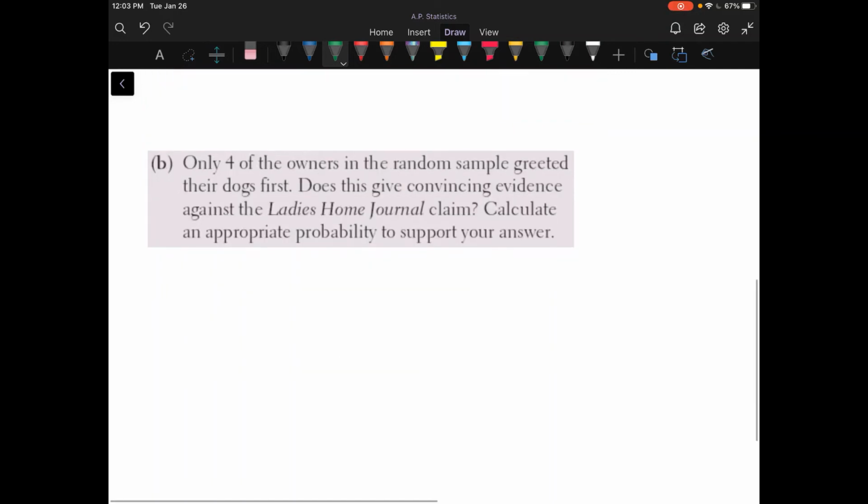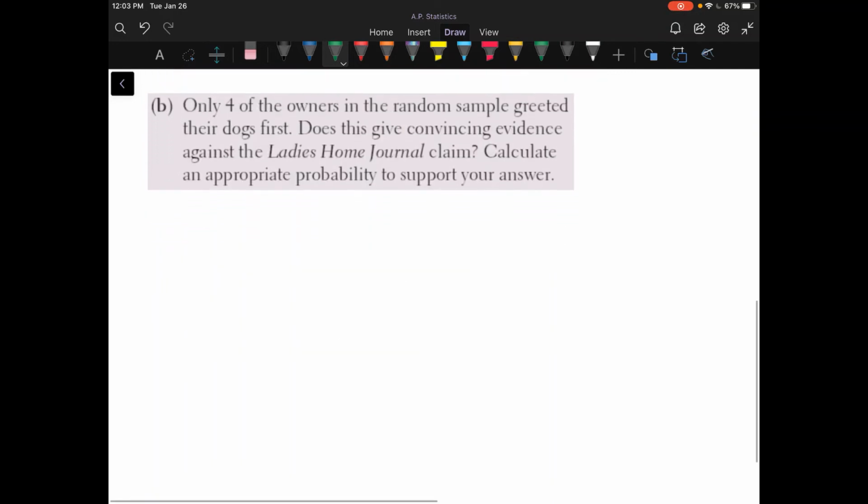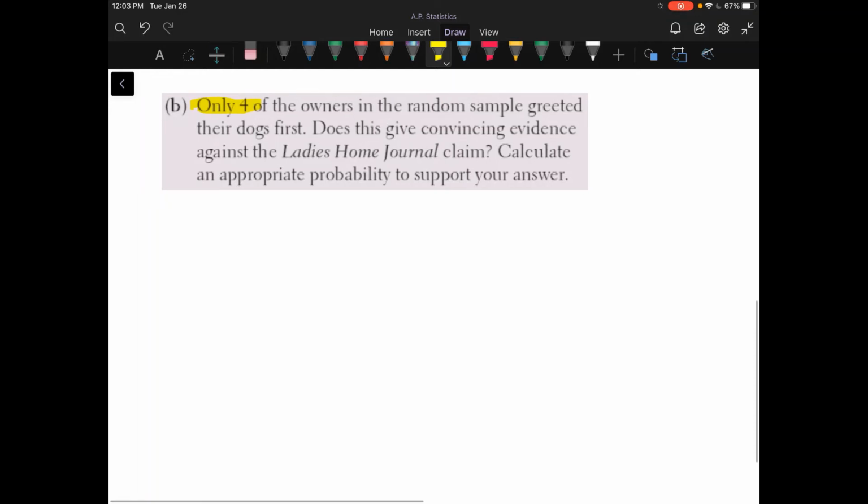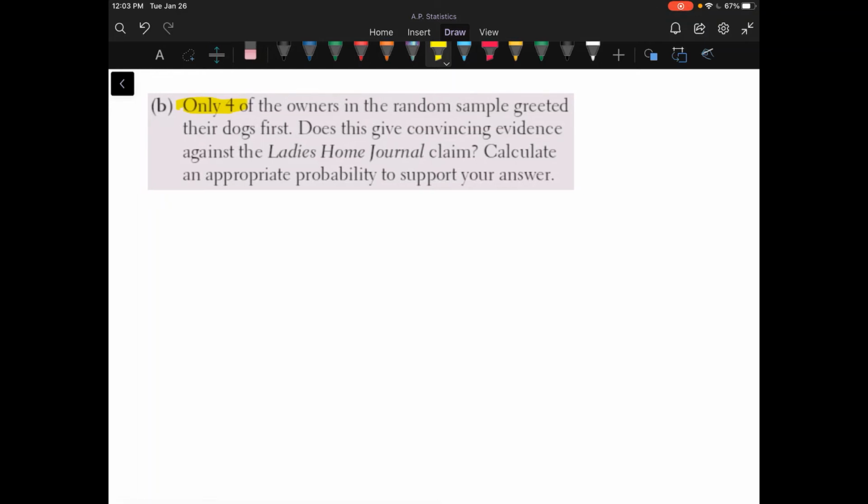Part B, only 4 of the owners in the random sample greeted their dogs first. Does this give convincing evidence against the Ladies' Home Journal claim? So we're ultimately trying to answer this question. Calculate an appropriate probability to support your answer. So this is what we need to do to support our answer.